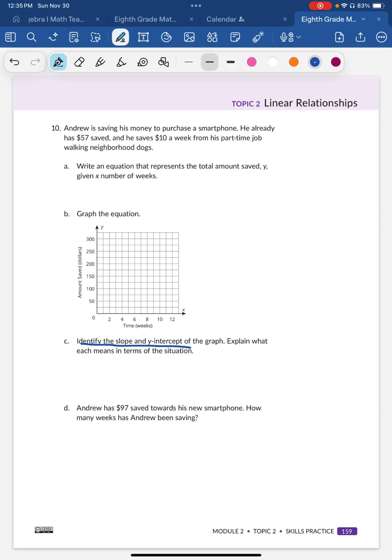So if this guy, Andrew, was saving his money to purchase a phone and he already had $57 saved and he saves $10 a week from his part-time job, what would be the slope and what would be the y-intercept? I'll give you a second to think about that. But remember, per, each, every, those are key words for slope.